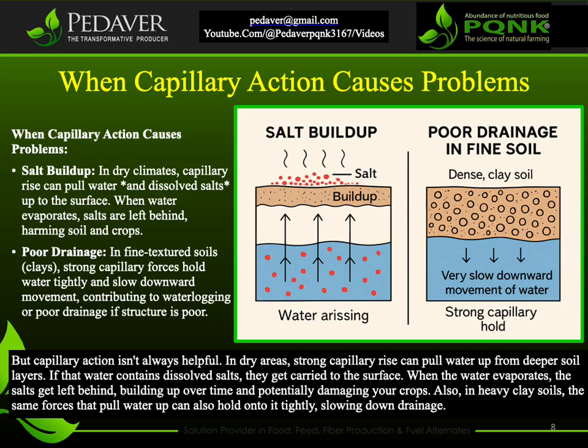But capillary action isn't always helpful. In dry areas, strong capillary rise can pull water up from deeper soil layers. If that water contains dissolved salts, they get carried to the surface. When the water evaporates, the salts get left behind, building up over time and potentially damaging your crops. Also, in heavy clay soils, the same forces that pull water up can also hold onto it tightly, slowing down drainage.